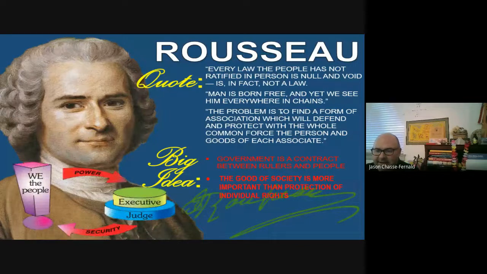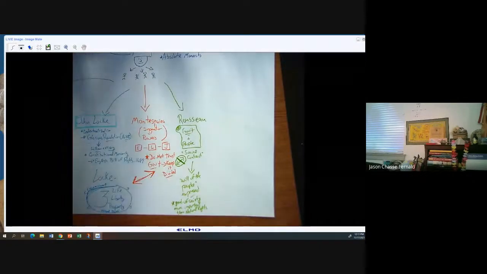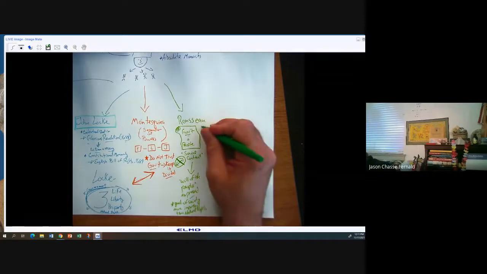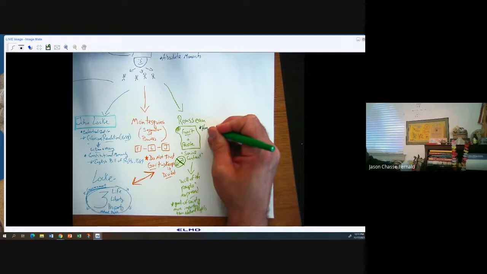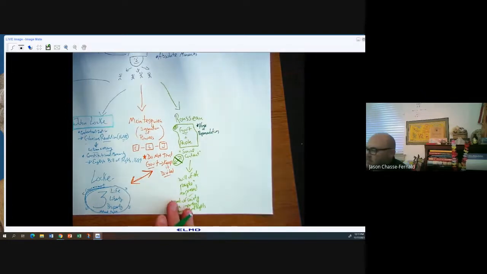Lastly here, I also should say there is a component of the U.S. government that is Rousseauian, right? Let's see if I can find a shade of green. Sure, I do somewhere around here. All right. So in the U.S. government, we have the House of Representatives.